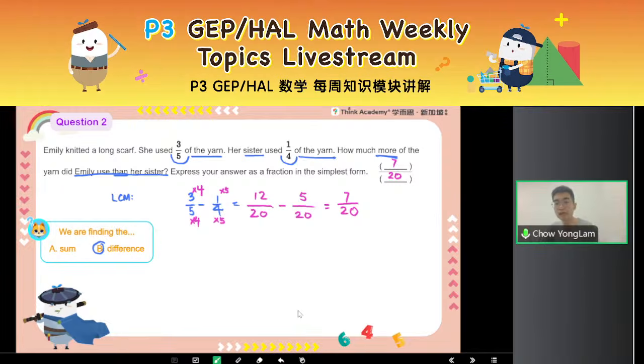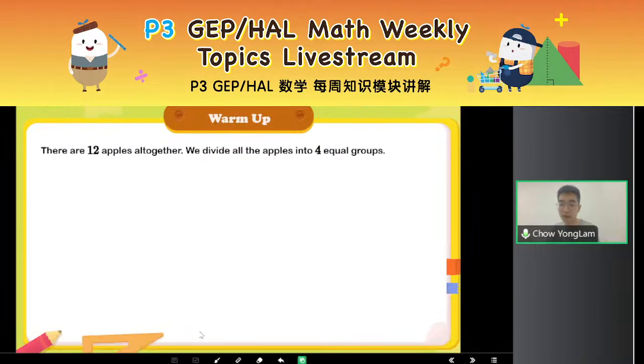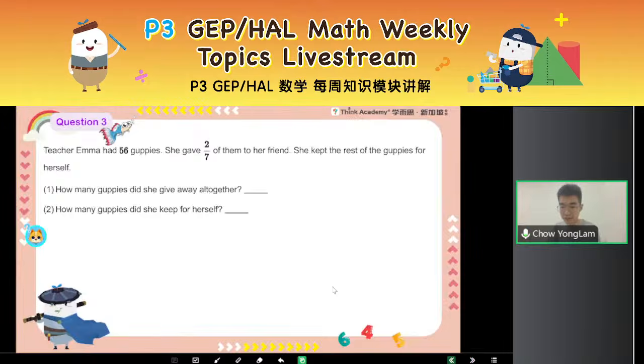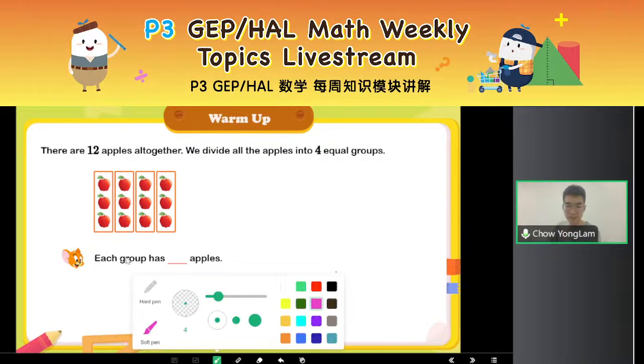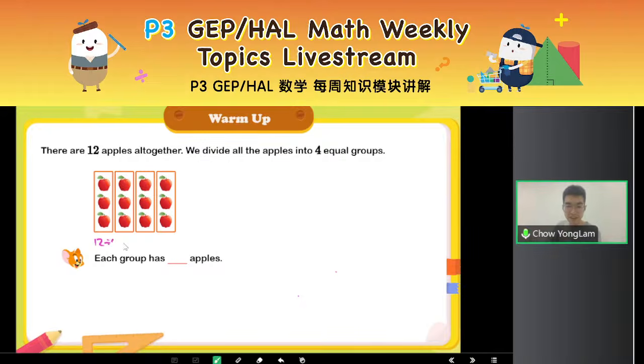But sometimes we want to take fractions of a whole number. For example, let's say there are 12 apples and we want to divide them into 4 equal groups. In that case, can you tell me how many apples each group has? Easy, right? 12 divided by 4 equals 3. Each group has 3 apples.